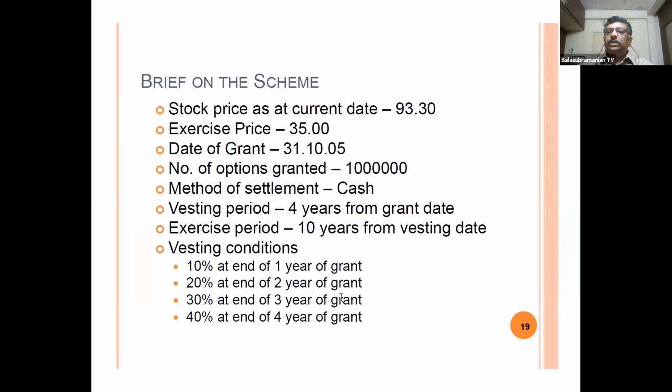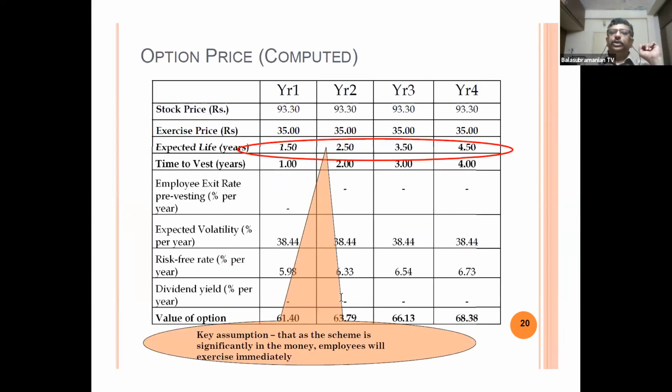And the vesting was 10% at the end of 1 year, 20% at the second year, 30% at the third year, and 40% at the fourth year. So there is a staggered vesting. Now, whenever there is a staggered vesting, the first requirement is that the 4 vestings will have to be calculated separately. It cannot be done together. So that is the first thing we need to do. It's as though there are 4 grants instead of 1 grant. That's how we should calculate. Some of the parameters might be the same, but other parameters will change.